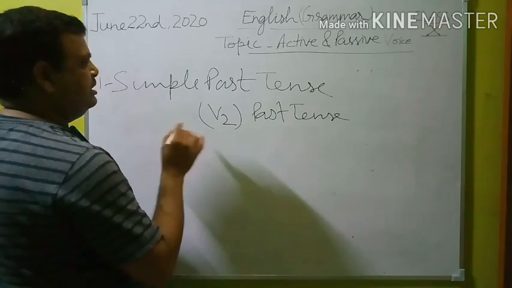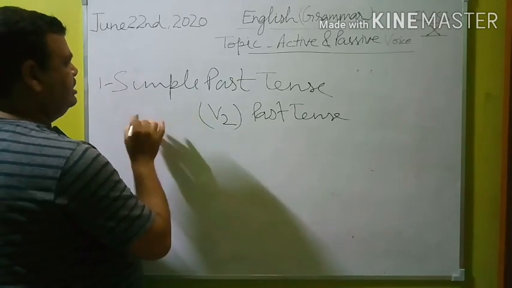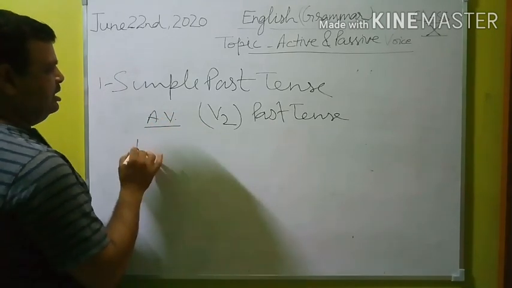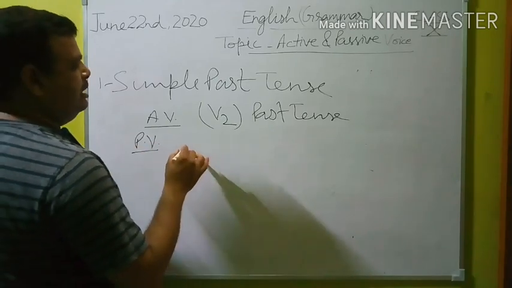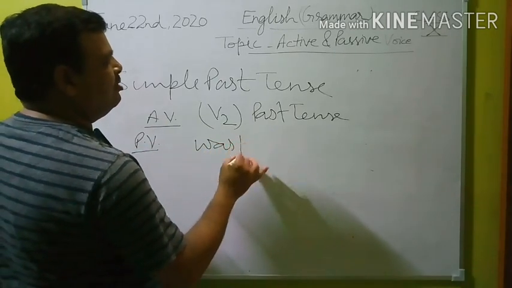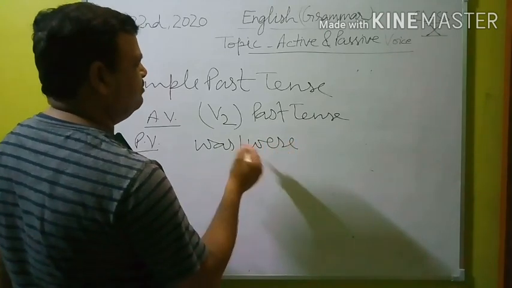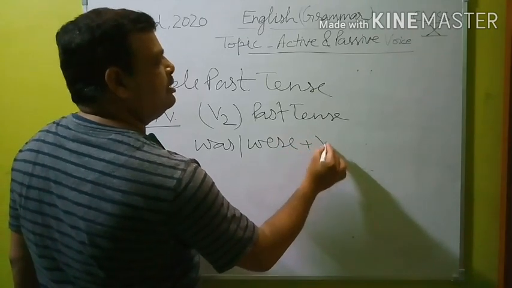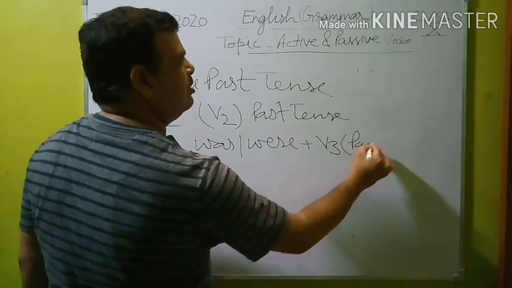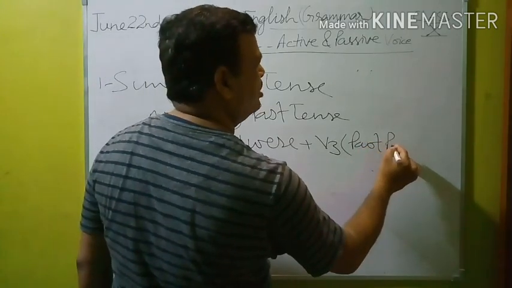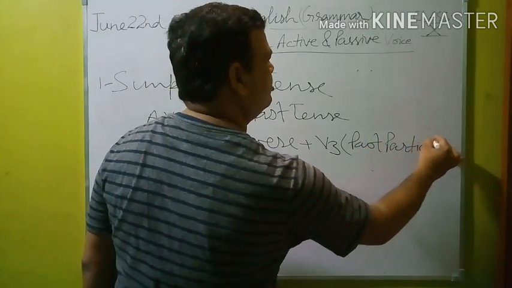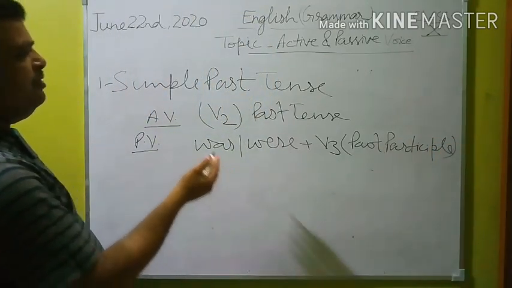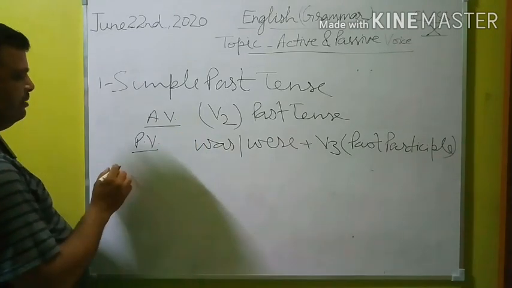Now, what kind of structure is required in passive voice? This is the verb structure in active voice. What kind of verb structure will be in passive voice? Let us examine it. In passive voice it is was, were, as per the requirement of the subject, followed by the third form of the verb or past participle form of the verb. Always remember, in every verb structure of passive voice, the past participle form of the verb is used along with the helping verb. So, we will understand this through an example.